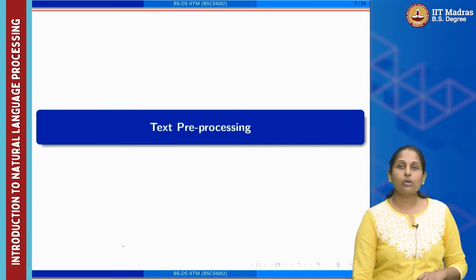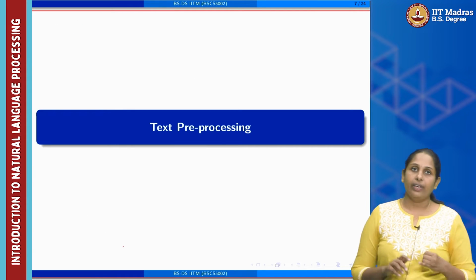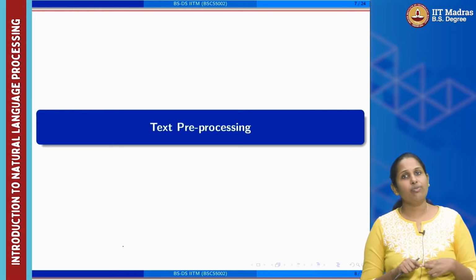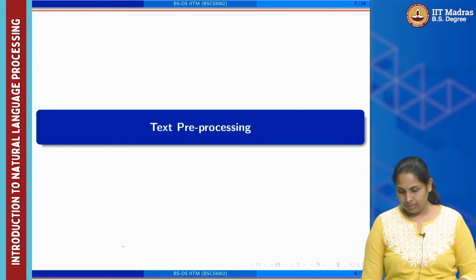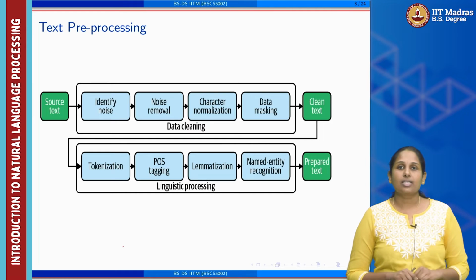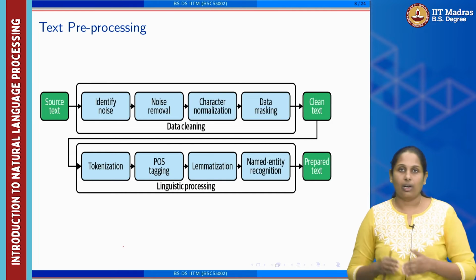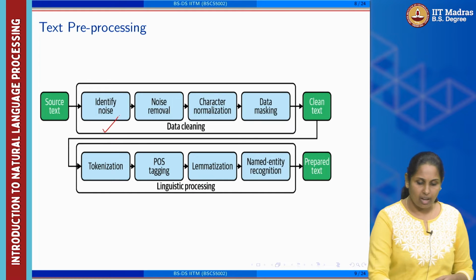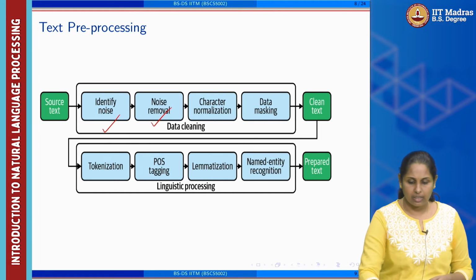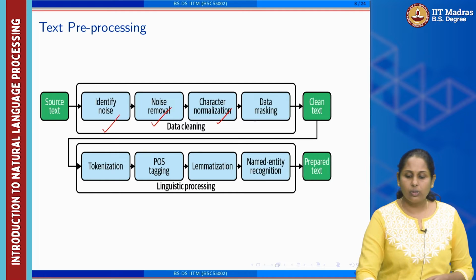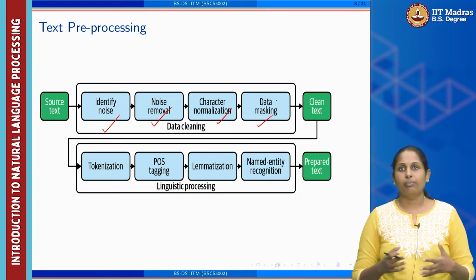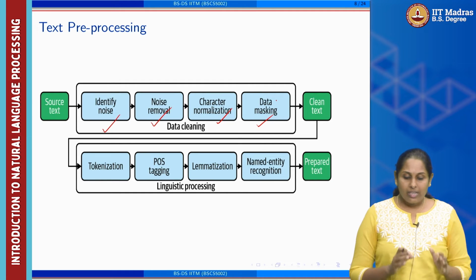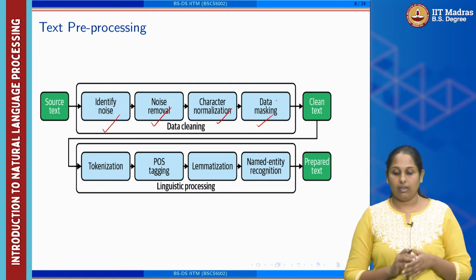Okay. Now, let us go to text pre-processing. We have collected the data, now we have cleaned the data. Now, what kind of pre-processing techniques do we need to employ? Pre-processing is again a multiple stage task. Once the text is given, we have identified the noise, we have removed the noise, we have done some kind of normalization and also data masking, because we have to make sure that some information does not get into the modeling part.